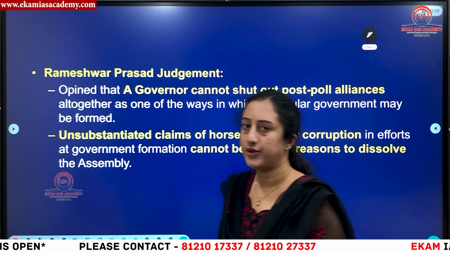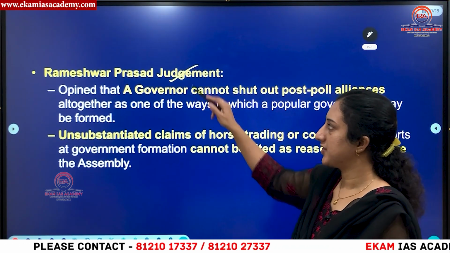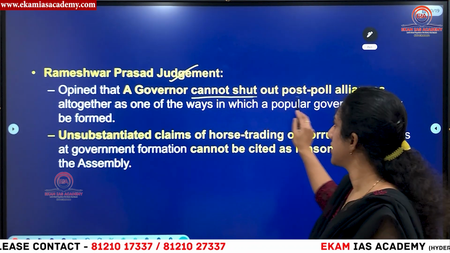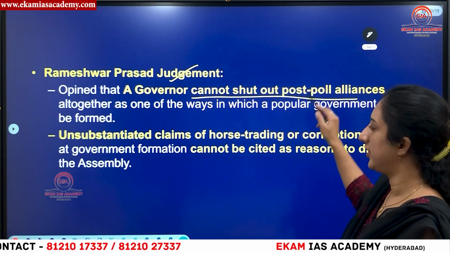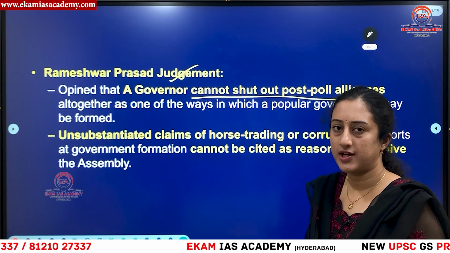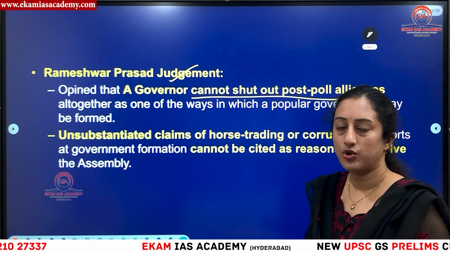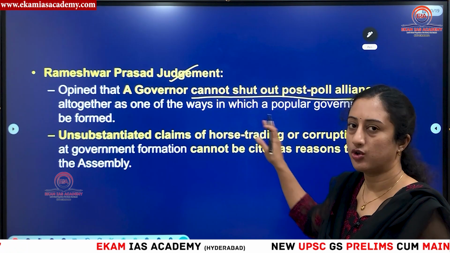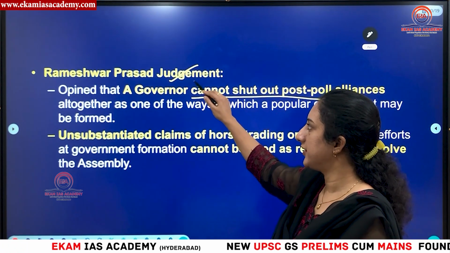The governor's discretion should merely be a trigger point. In the Rameshwar Prasad judgment, it was held that a governor cannot shut out post-poll alliances. In case multiple parties form an alliance after elections and show that they want to form the government, the governor cannot rule out that option. That was outlined in this judgment.